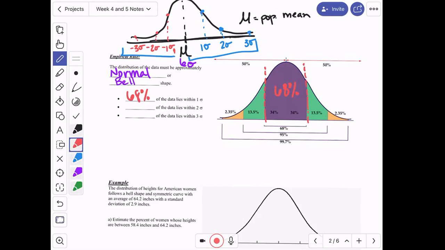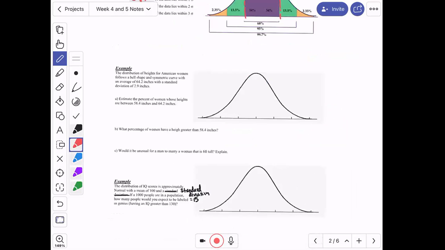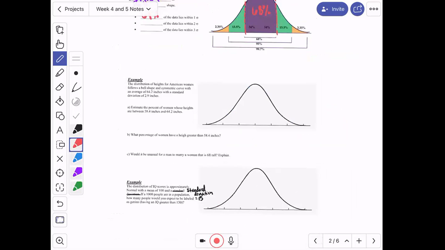What is 68% of 1,000? Can anybody tell me that? 680. 680 people, basically. So look, what that means is this. If I look at this curve right here, 680 people have to lie inside of here. That's 680 people that sit inside of here. And we'll do something with this in a second. Actually, we'll do it right now.